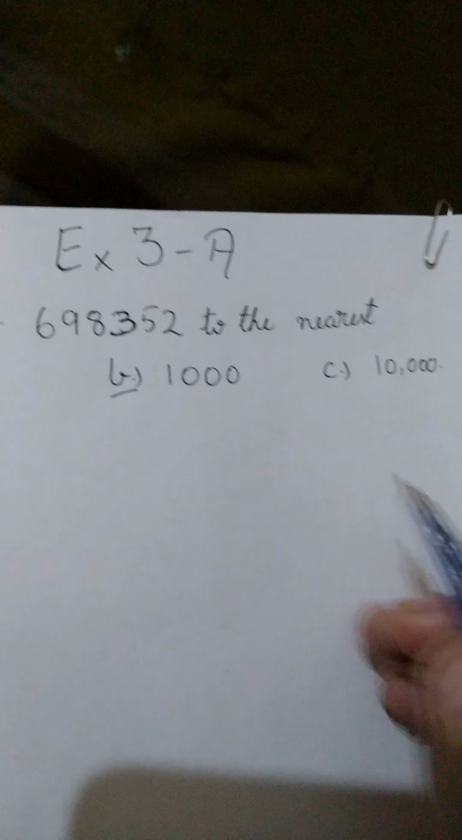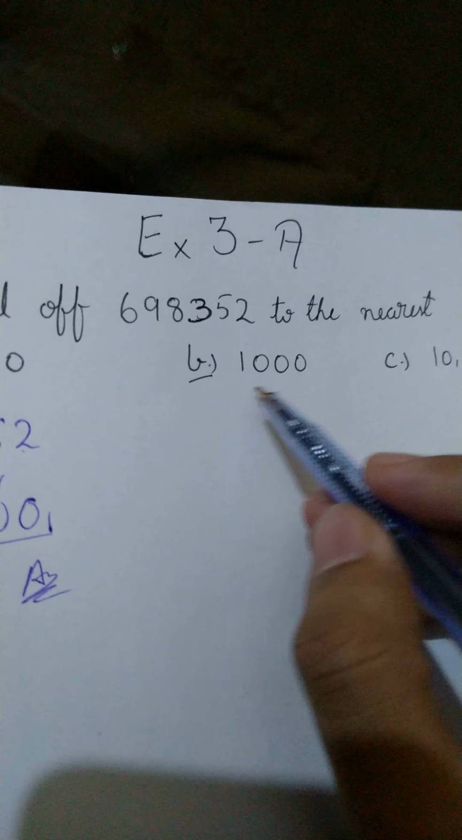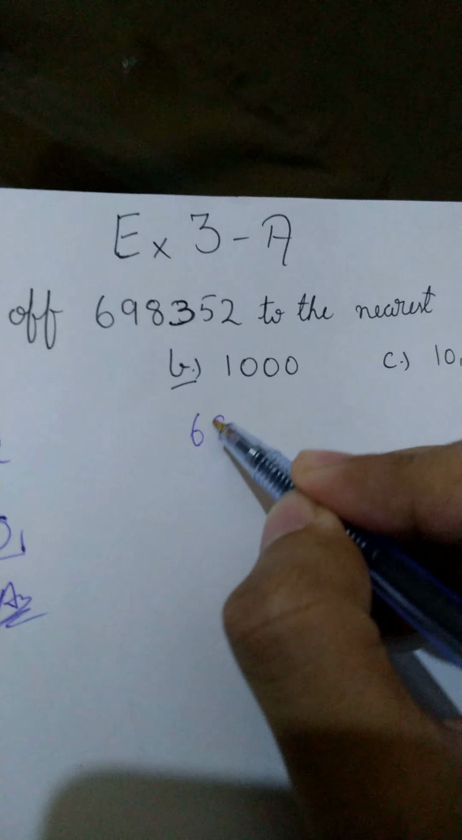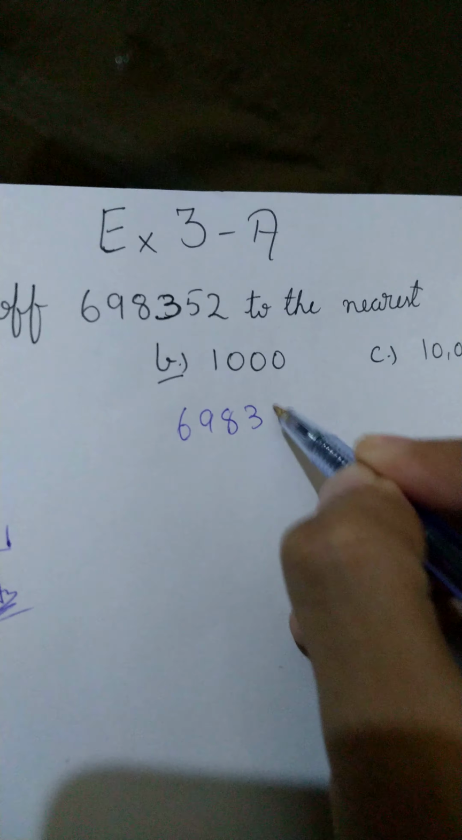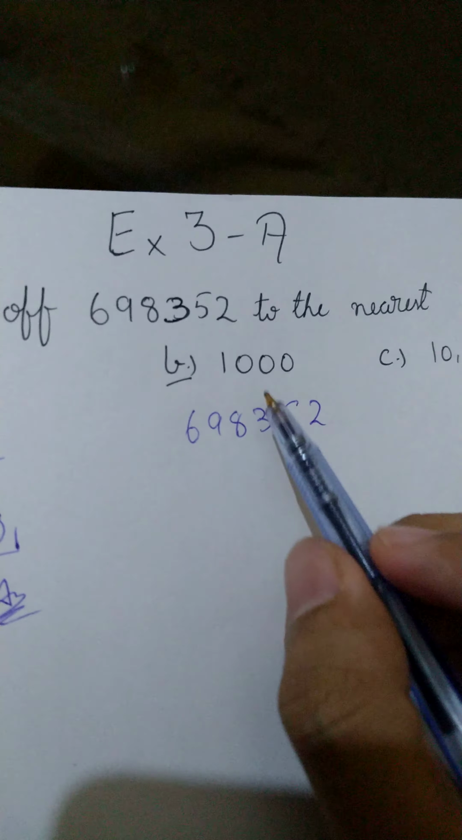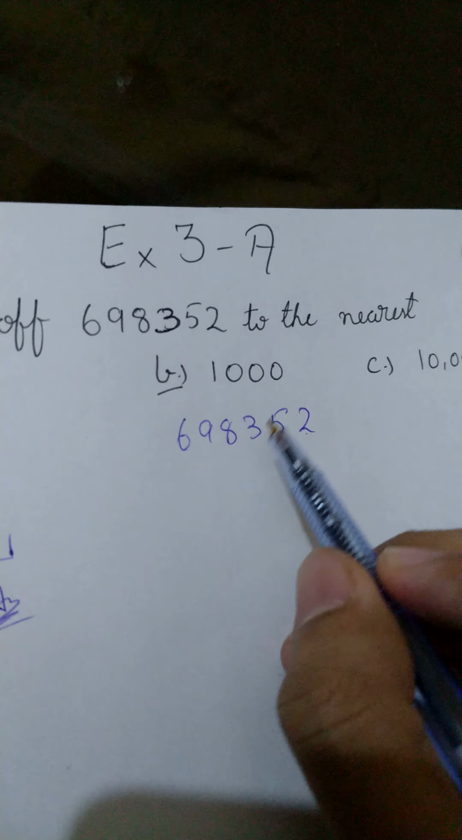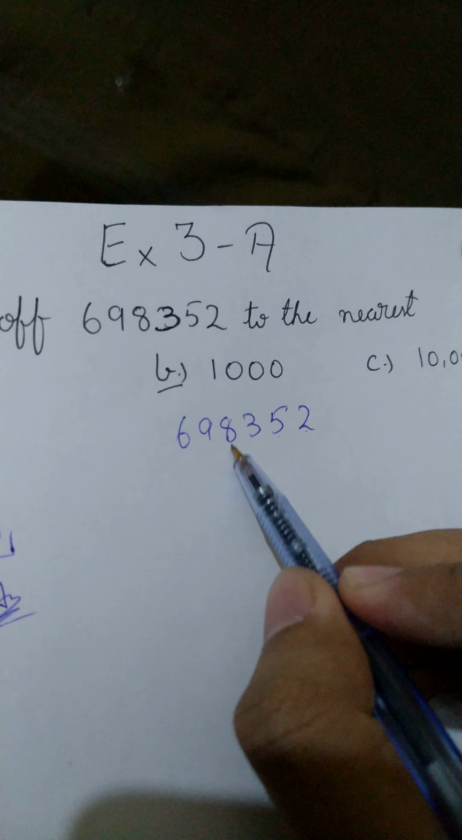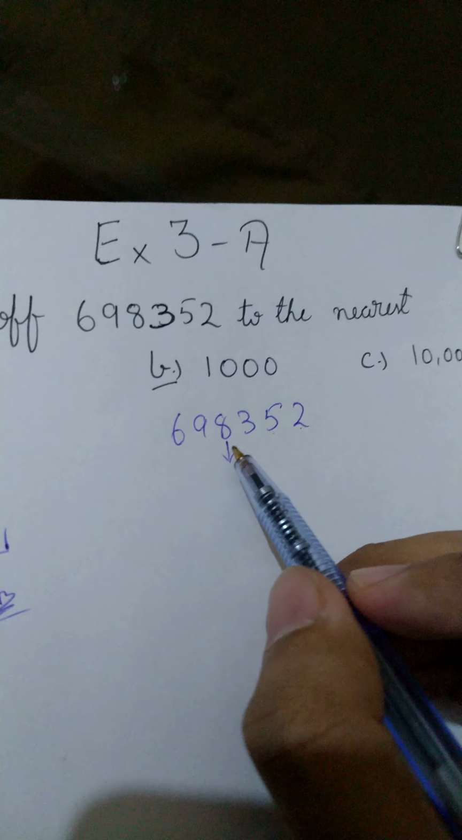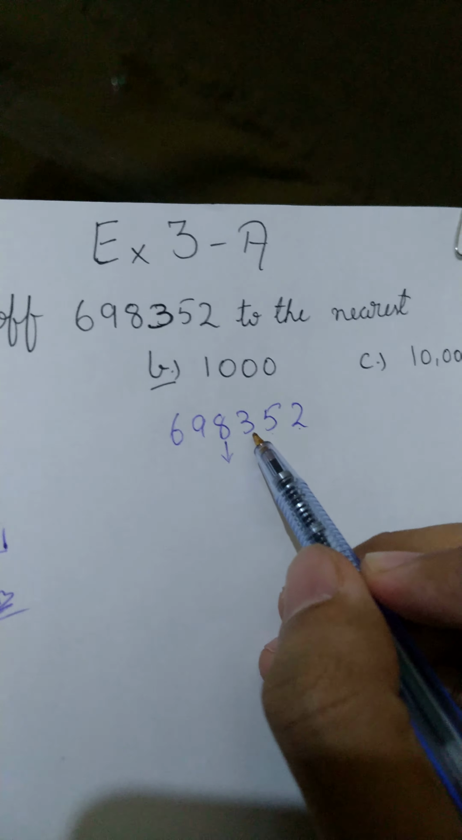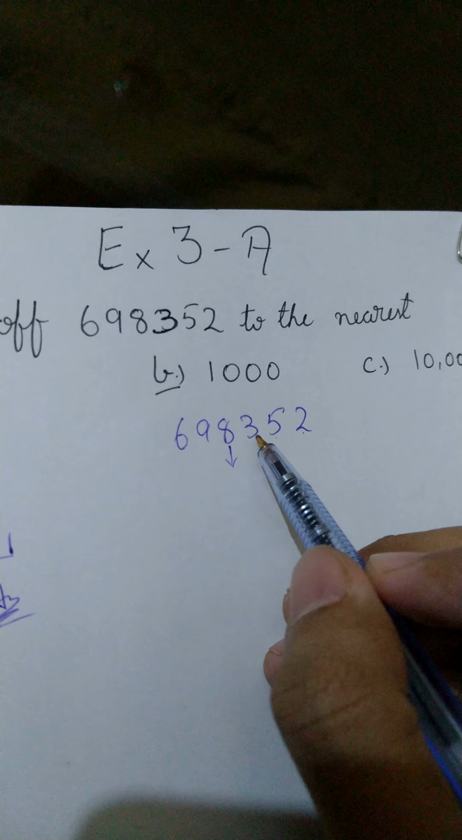Now part B says to the thousandth place. Okay, so 698352, I will write this again. The thousandth place means units, tens, 100, 1000. 1000 is at the 8th place. You can see here. I will look for the number on the right. The number is 3. It is less than 5, so we will round it down.